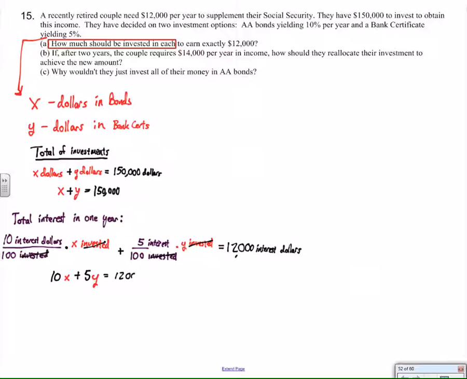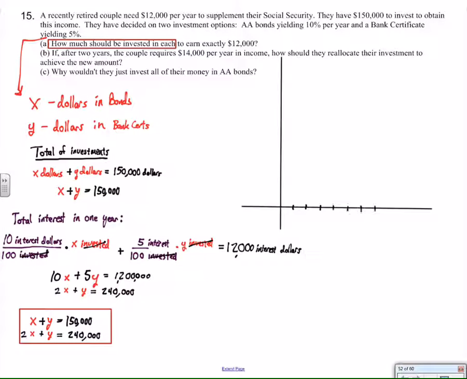Just to do a little bit of cosmetics here, the first thing I did was I multiplied everything by 100 to get rid of the fractions over here, and then I recognized that all these are multiples of 5, so I just divided everything by 5, and I get much nicer, more manageable numbers to work with. My system now becomes X plus Y equals 150,000, and 2X plus Y equals 240,000.